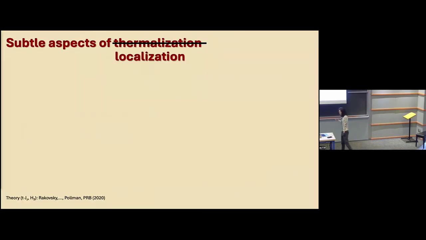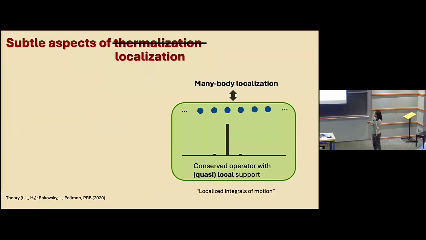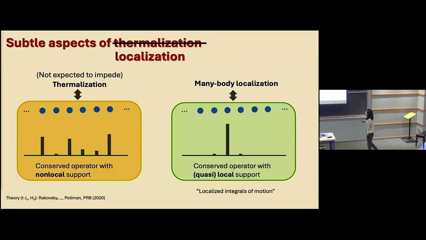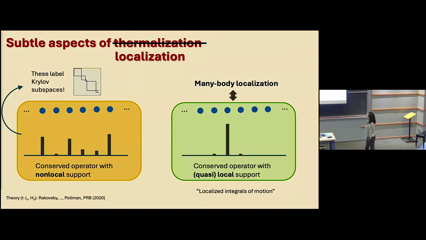To appreciate that, let's take a look at conventional many-body localization. And actually, this also includes Stark MBL. So in many-body localization, it's phenomenologically understood to be described by conserved operators with quasi-local support. Okay, in other words, these localized integrals of motion. And in general, if you've got non-local conservation laws, those are not expected to impede thermalization. But interestingly, when you've got Hilbert space fragmentation going on, right, these conserved operators that are non-local are actually the labels for different Krylov subspaces.